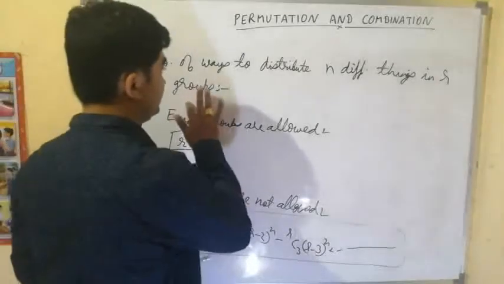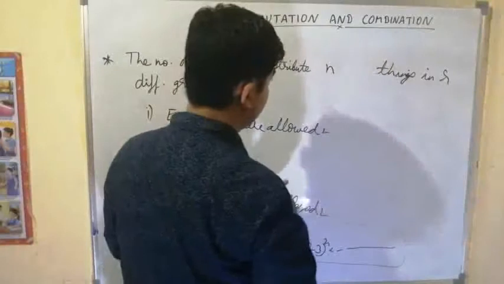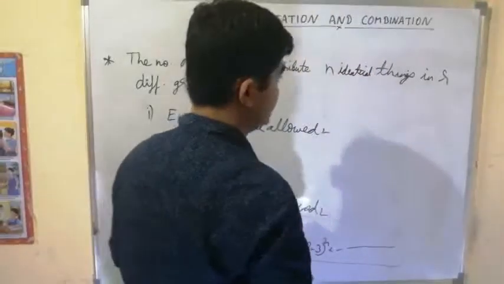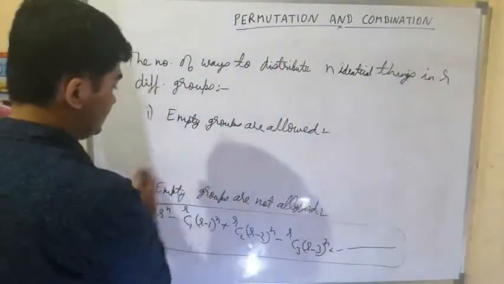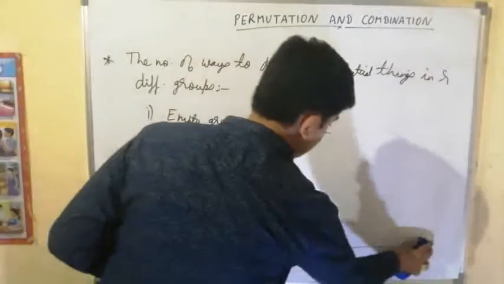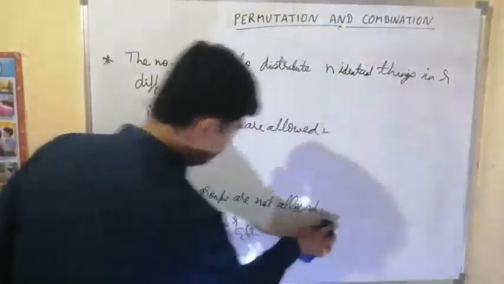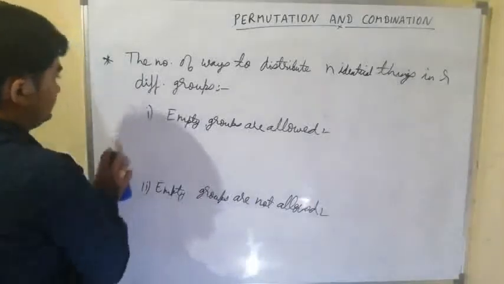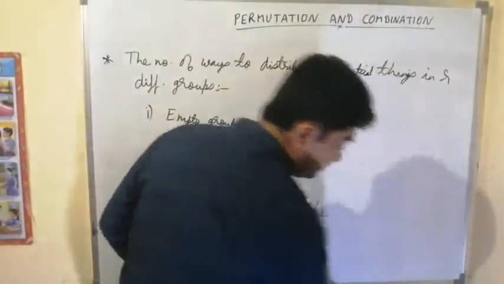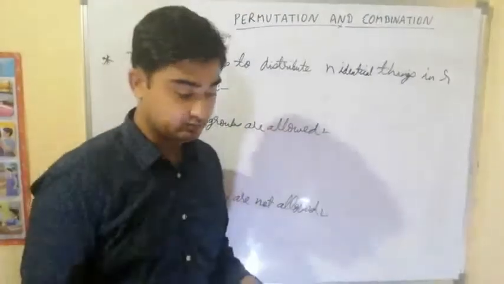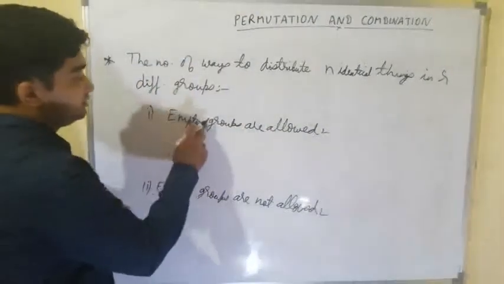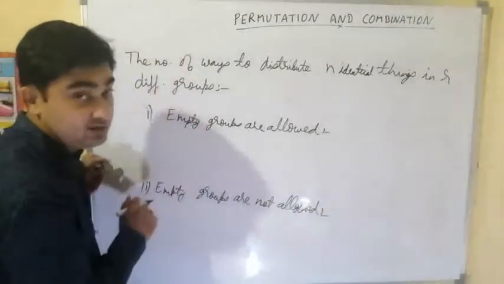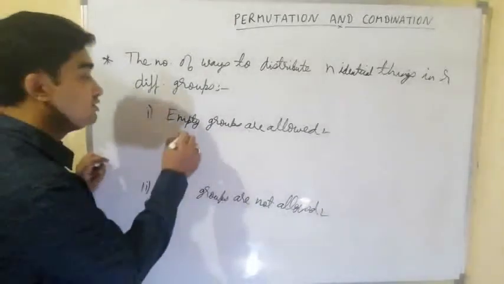Then third concept is the number of ways to distribute n identical things. First two concepts we have seen n different things. Now we are seeing n identical things in r different groups such that empty groups are allowed and empty groups are not allowed. Problems like this we can do by multinomial theorem. Multinomial theorem, what is that?